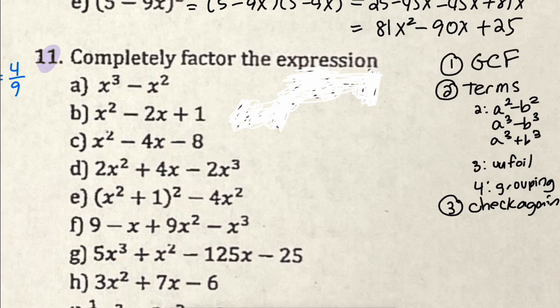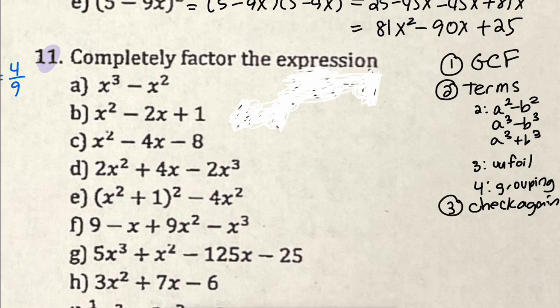So is there a greatest common factor I can take out? How many terms is left in my parenthesis if I took out something? If it's 2 terms, it might be a formula. If it's 3 terms, I can unfoil it maybe. If it's 4 terms, is it grouping? And then once I get some parentheses, can I do it again? Okay. So let's focus on a few of these. We're going to do quite a bit of 11 together.